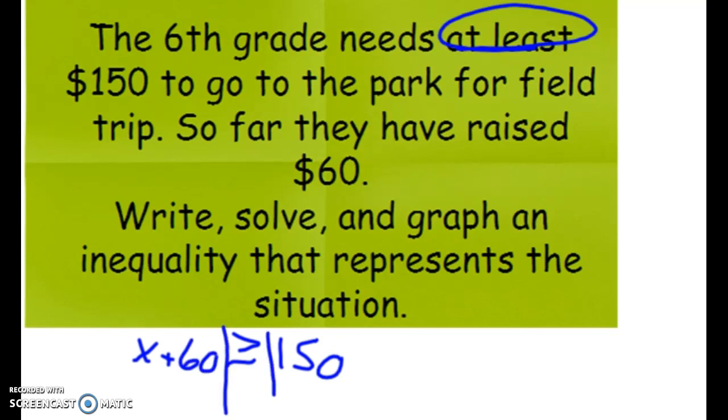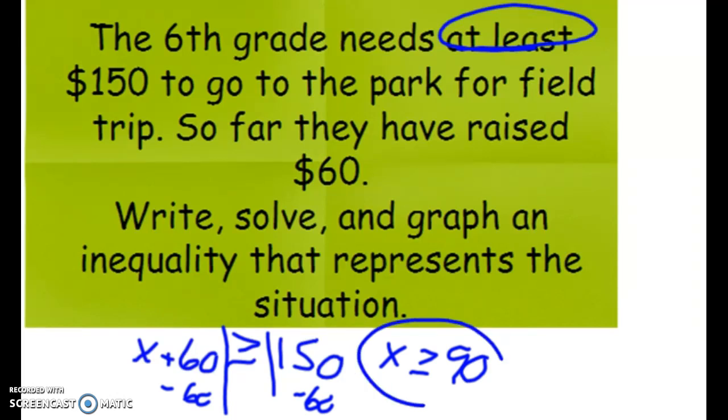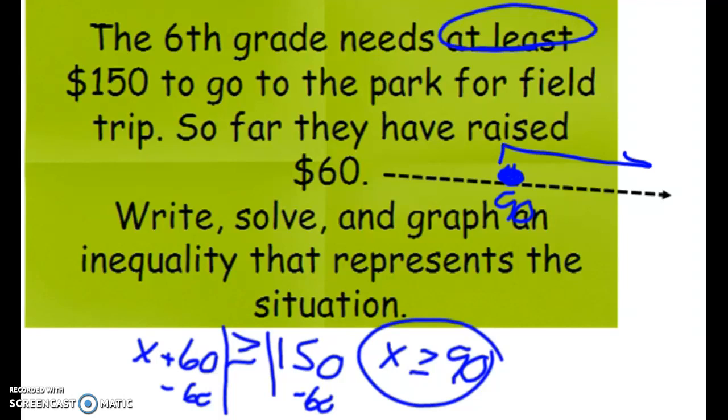To solve, I would subtract 60 from each side. And then I'm going to have x is greater than or equal to 90. So they need to raise 90 or more dollars. And to graph it, we will put our line. We'll use that line. 90 is in the middle. That's going to be a closed dot because it's greater than or equal to. And then we're going to draw an arrow to the right-hand side.